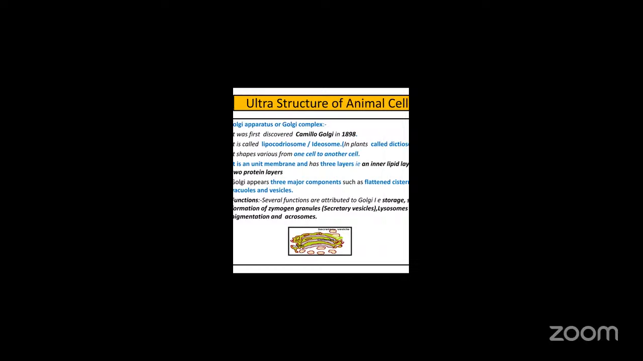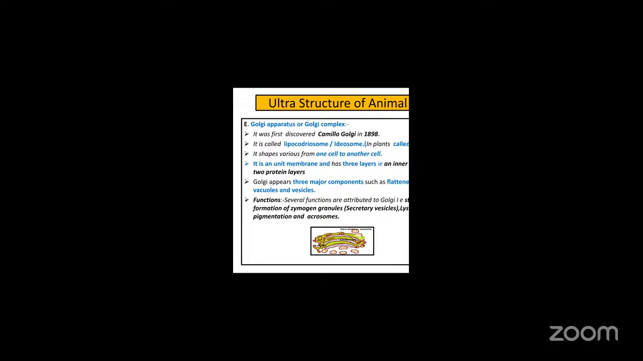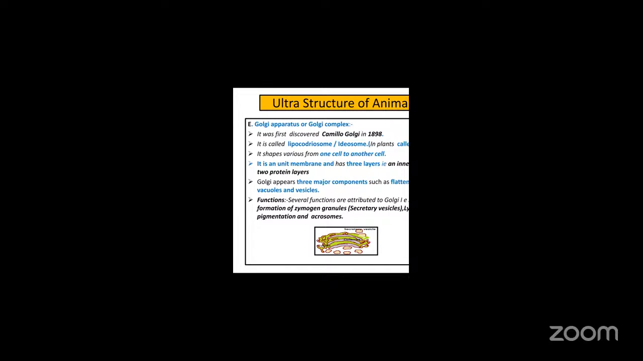Now, the shape of this varies from one cell to another cell. Again, it is a unit membrane and has 3 layers. It consists of 3 layers, which is again a unit membrane, with an inner lipid layer and outer 2 protein layers, just like the plasma membrane. Now, the plasma membrane is bounded by 2 layers, we say, but the lipid layer actually occurs in a bilayer form, whereas the outer as well as the inner consist of protein. So here also, it represents a unit membrane, and it consists of 3 layers: an inner lipid layer and 2 protein layers. They call it the PLP layer, meaning outer protein, then middle lipid, and then the inner protein. That is what we call the unit membrane.